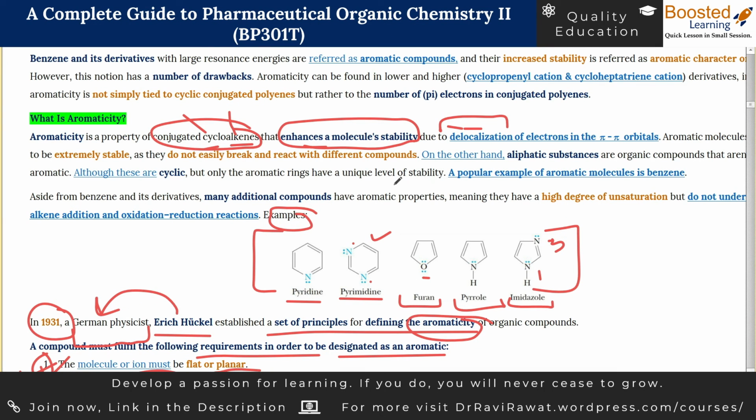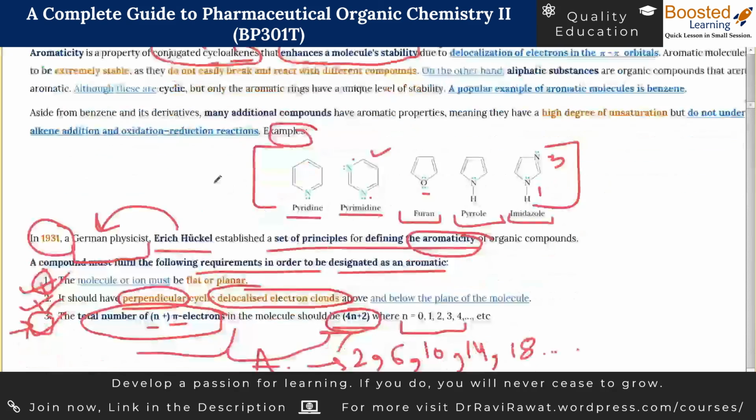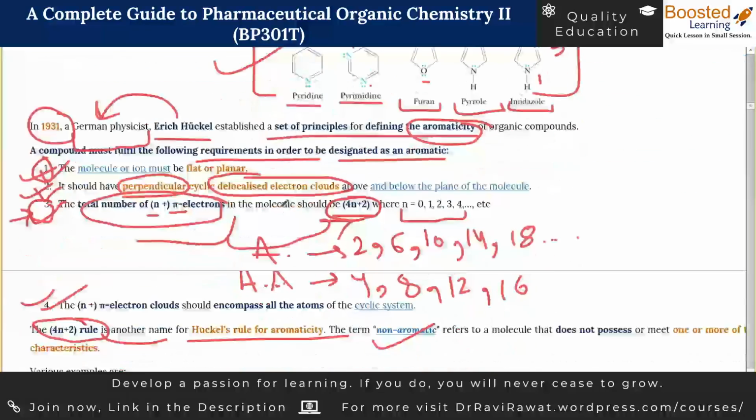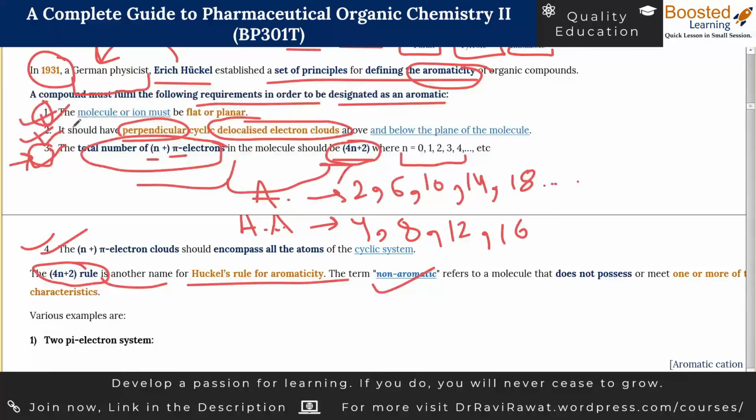What are the good examples of aromatic molecules? All these were the examples, and we have covered Huckel's rule, which was given by Erich Huckel in 1931, and there were 4 criteria that must be followed for any compound to be designated as aromatic.